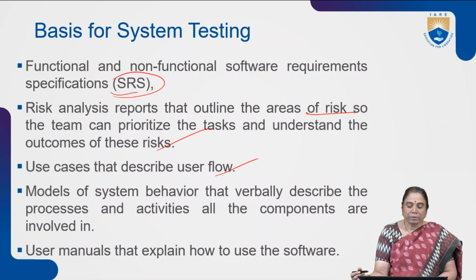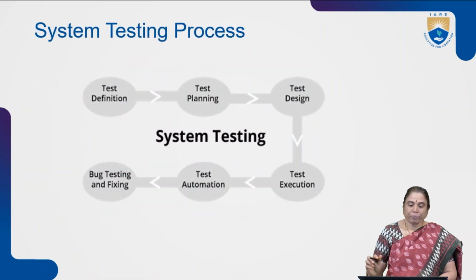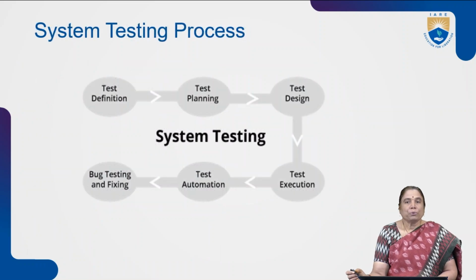Models of the system behavior that verbally describe the process and activities of all components involved are also used. And user manuals are a valuable resource for conducting system testing, as they explain how to use the software. So these are the artifacts that are most valuable in order to perform system testing. So how to perform system testing?